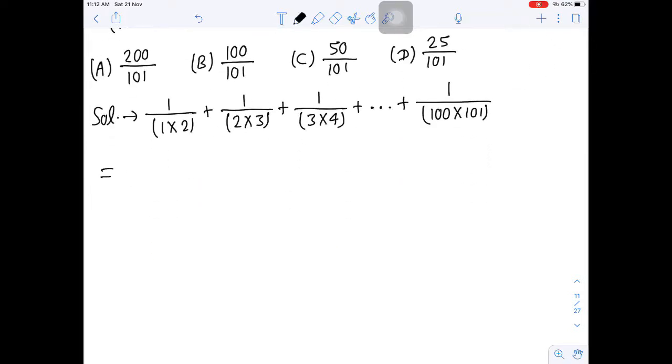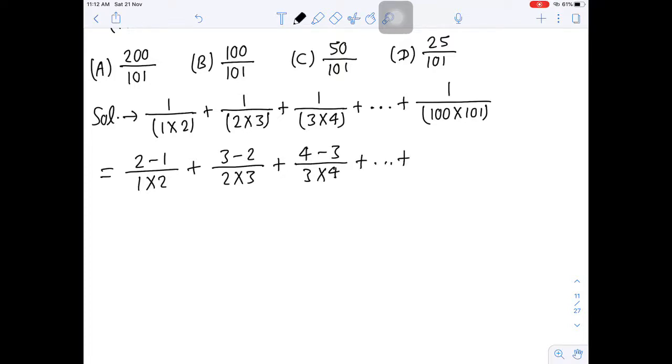Okay, so 1 by 1 into 2, you can write it as 2 minus 1 divided by 1 into 2. Similarly, next one you can write it as 3 minus 2 by 2 into 3, because we want to express in terms of difference of the denominator. Next one we can write it as 4 minus 3 by 3 into 4. By the same pattern we can also write it as 101 minus 100 divided by 100 into 101.